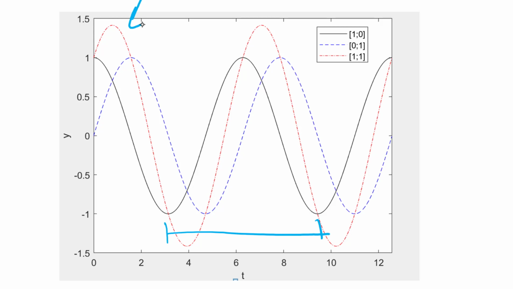Notice also the black curve here, which was the solution in the previous IVP we saw, is actually cosine t. And notice that the blue curve, which would have had 0 initial position but initial velocity 1, is actually sine t.